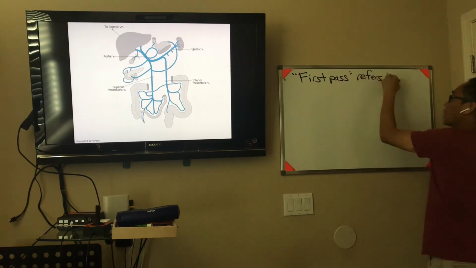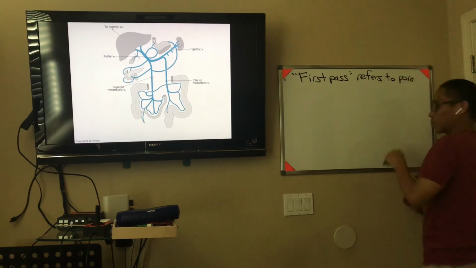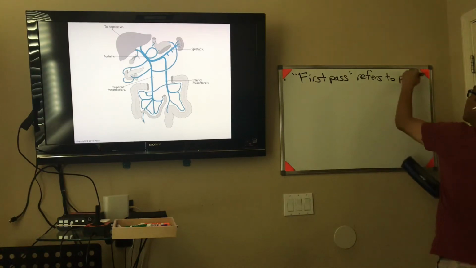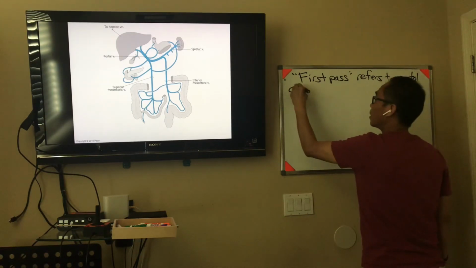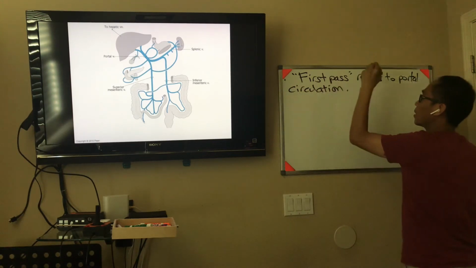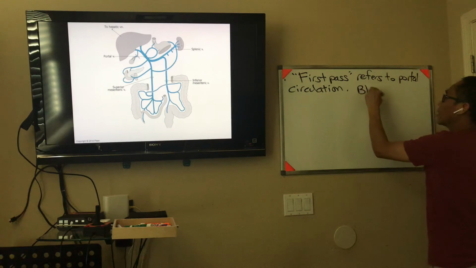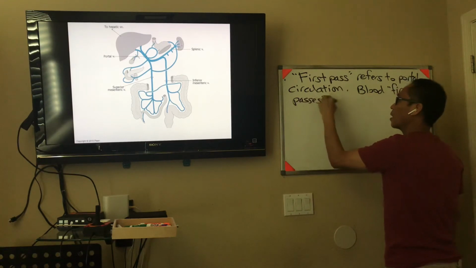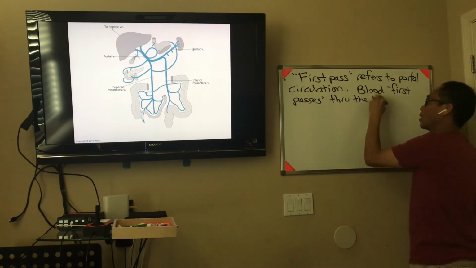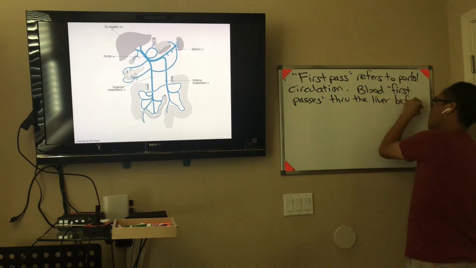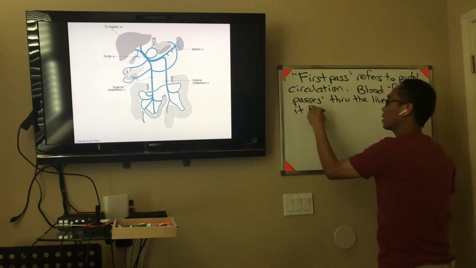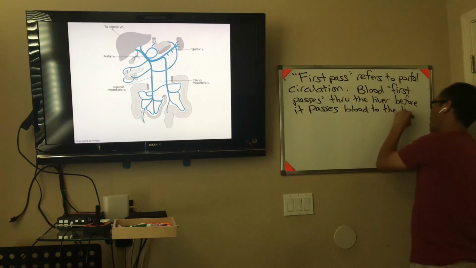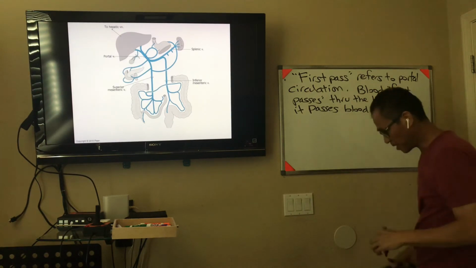The liver is strategically situated to receive portal blood that drains abdominal organs supplied by the celiac trunk, superior and inferior mesenteric artery, stomach, all of that. It receives all that blood before it sends it back to the inferior vena cava. So it's called first pass because it must first pass through the liver. I'll just say it refers to portal circulation. Blood first passes through the liver, so the liver can do its job before it passes blood to the good old IVC. Hope you know what that means, inferior vena cava.